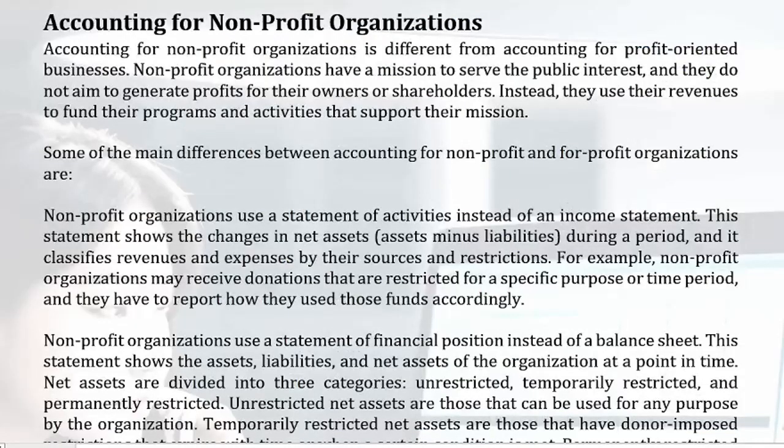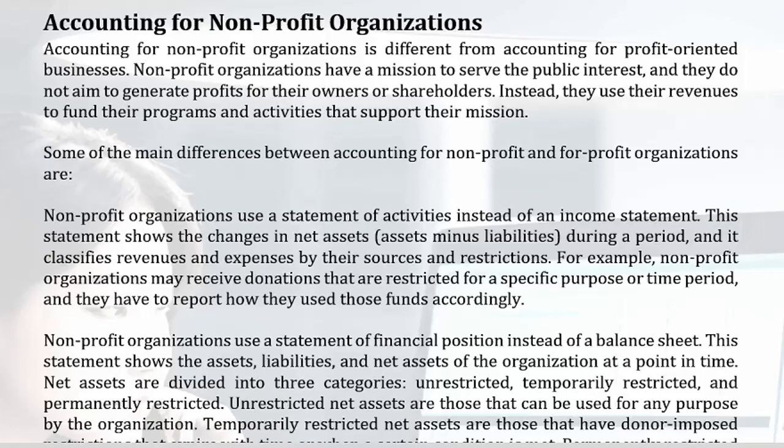Accounting for nonprofit organizations. Accounting for nonprofit organizations is different from accounting for profit-oriented businesses. Nonprofit organizations have a mission to serve the public interest, and they do not aim to generate profits for their owners or shareholders. Instead, they use their revenues to fund their programs and activities that support their mission.